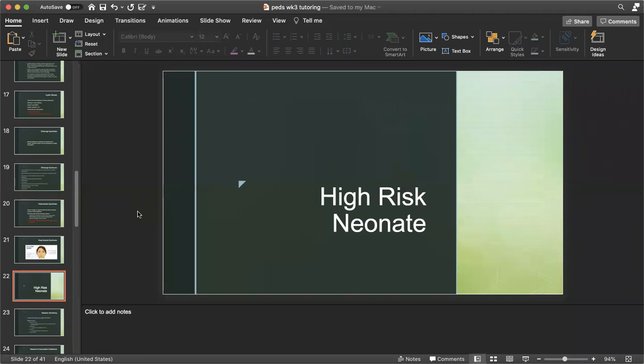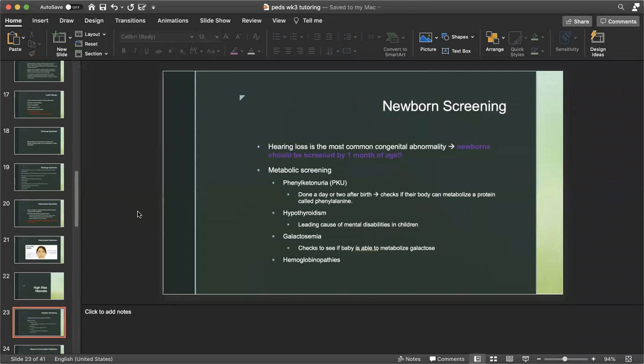So high risk neonate. So newborn screening. So hearing loss is the most common congenital abnormality. So newborns should be screened by 1 month of age. So make sure you remember that.